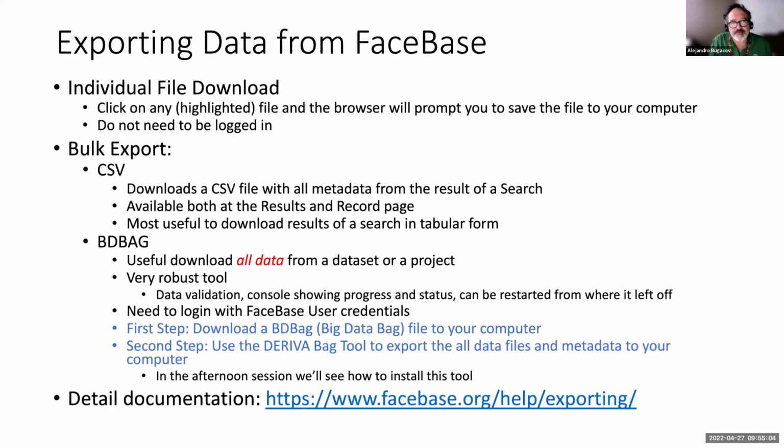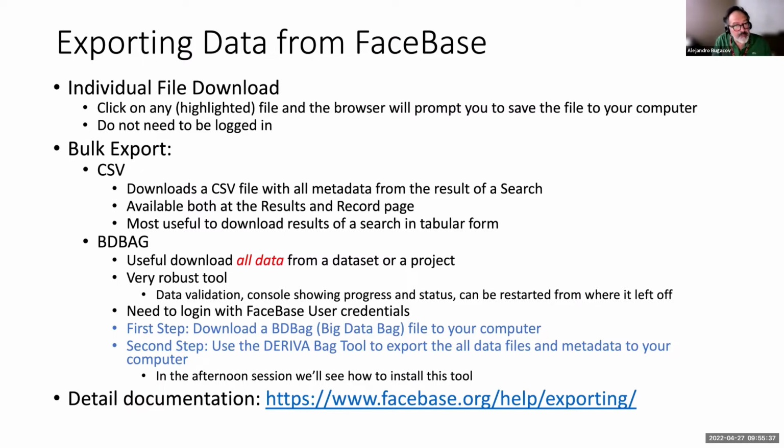So one way is basically the individual file download. Wherever you go to an asset, to a data set, and you see a file with a blue link highlighted, you can just click on that and it will download. You don't need to be logged in to do that. Any user can basically download the file.